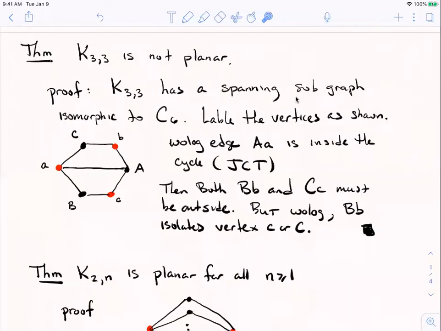But as soon as you pick one, say BB, no matter how you try to draw the edge outside, you're going to isolate the vertex, either little c. I just isolated little c. I can't connect it to capital C without a crossing now. Or if you went this way to connect BB, then you've isolated capital C. But either way, you can't draw both edges outside without a crossing. So K33 is not planar. Cool. All right, so those are kind of two negative results here.